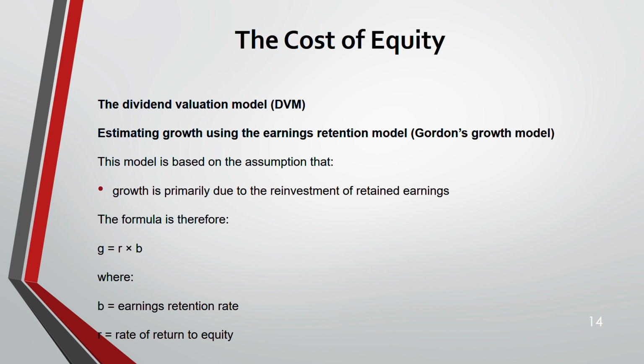R is not the retention rate. B is the retention rate. R is the rate of return to equity. What is your rate of return to equity? They will give you this also. They will give you both the variables for you to find G, because it's not possible for you to find G if only one variable is given.